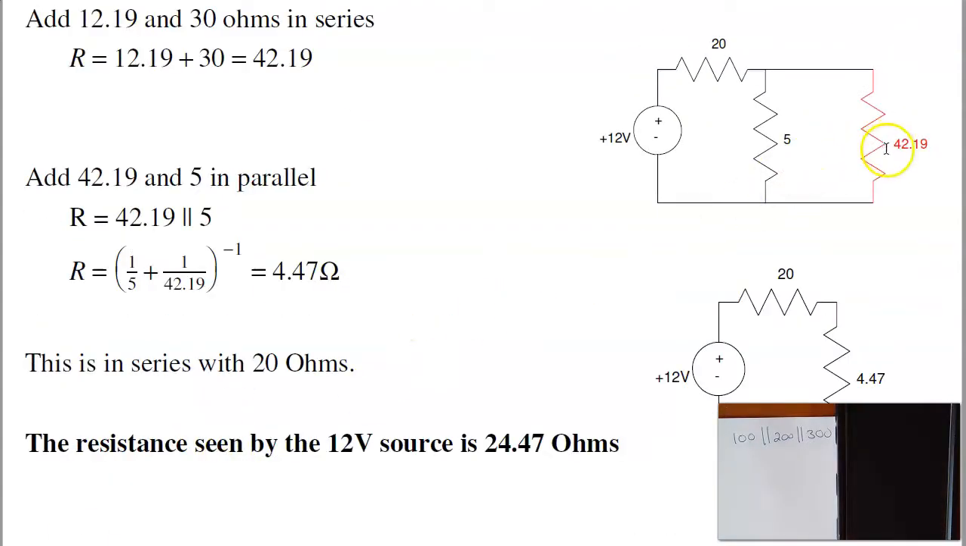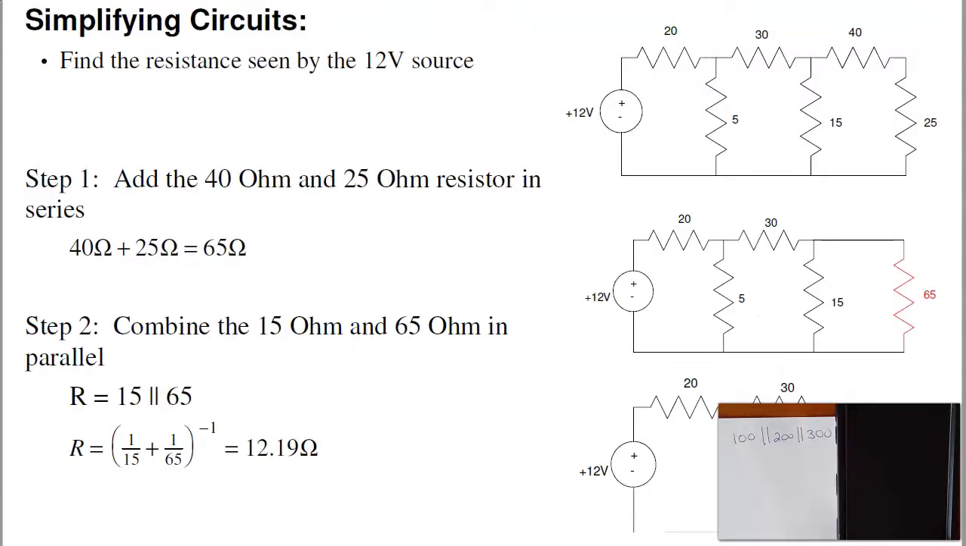I now redraw the circuit. 42.19 in parallel with 5 is 4.47. 4.47 in series with 20 is 24.47. So the total resistance is 24.47. Now let's go back and do that with an HP calculator, kind of show you how this works.